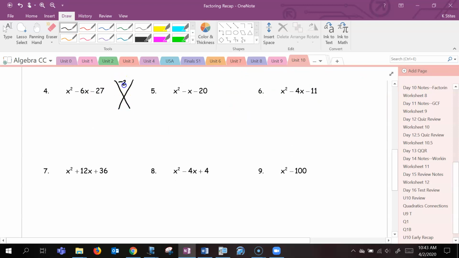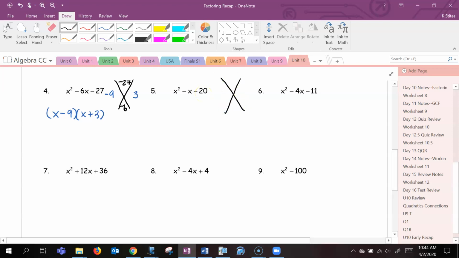Multiplies to negative 27, adds to negative 6. So just think about your numbers that multiply to 27. 9 and 3 are probably the ones that stick out in your brain. And now we just need to figure out which one is negative, since it is a negative 27. And it should be negative 9, because when you add those, you'll get a negative 6. Watch my notation here. I'm putting x minus 9, parentheses real close, x plus 3. And again, this is called factored form. We are factoring right now. All right, great, let's keep going.